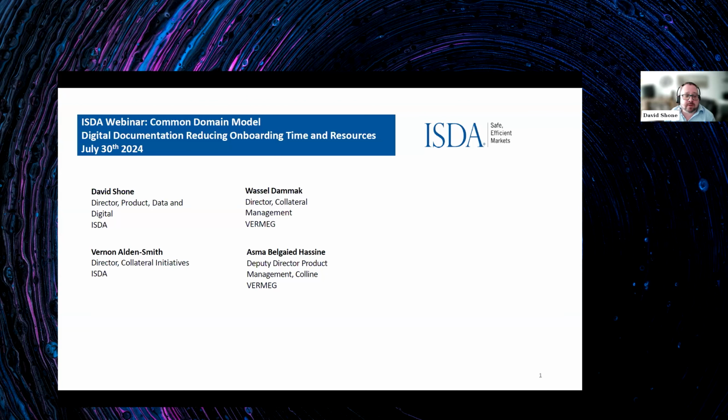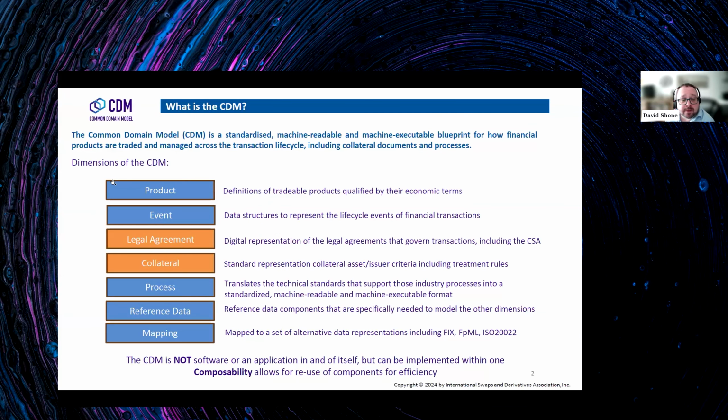Vernon, could we start with you taking us through the common domain model, CDM, and how it has come from its initial idea to this reality, please? Sure, thank you, David. So the common domain model is a standardized machine readable and machine executable data model that represents financial products, trades in those products, and the life cycle events of those trades, including collateral agreements, how we represent collateral assets for eligibility terms, and other collateral processes. So the CDM is basically a very large data dictionary of common standards.